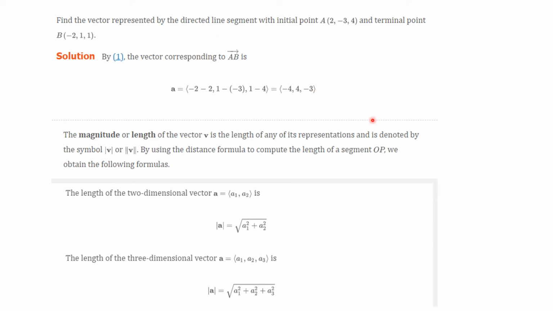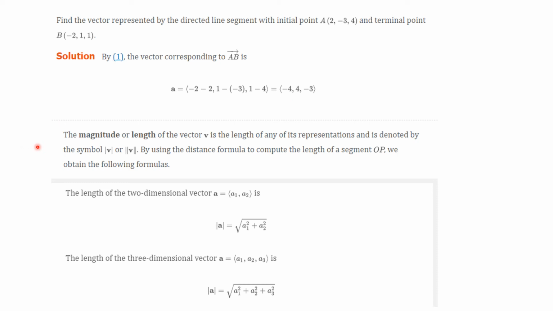Okay, so find the vector represented by the directed line segment where we start with this initial point and this terminal point. Well, we just use that formula, we subtract. Notice that sometimes it's a minus times a minus. So we take the coordinates of B minus the coordinates of A, and we get this representation. So the answer to this problem would be pointy brackets minus 4, 4, and minus 3.